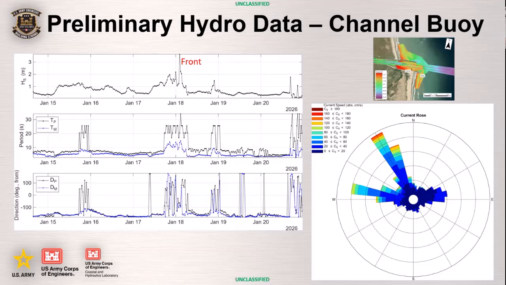And then we have peak and mean wave period. And we're seeing some really long period swell to infragravity type waves that I think might bear further investigation. And then on the bottom, we have peak and mean wave direction. And on the right-hand side, we have those bottom currents from the bottom-mounted current sensor.